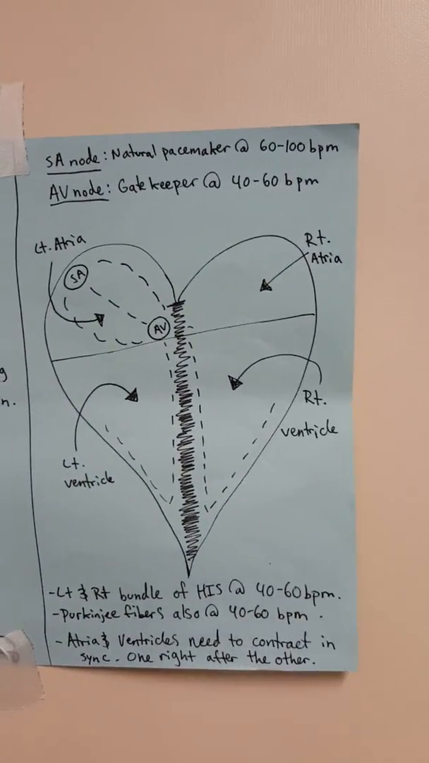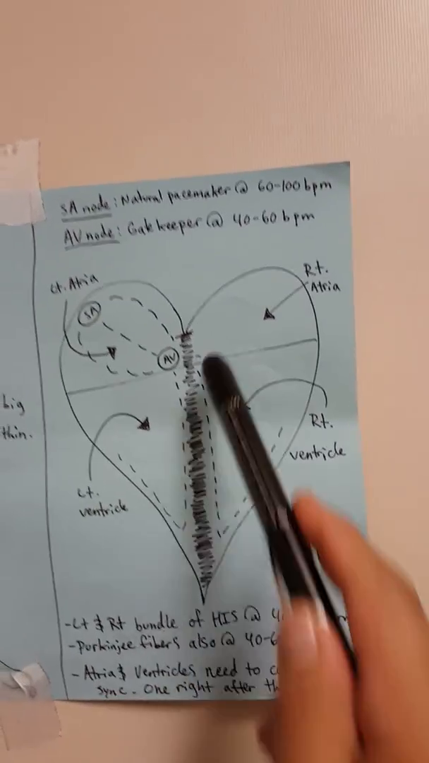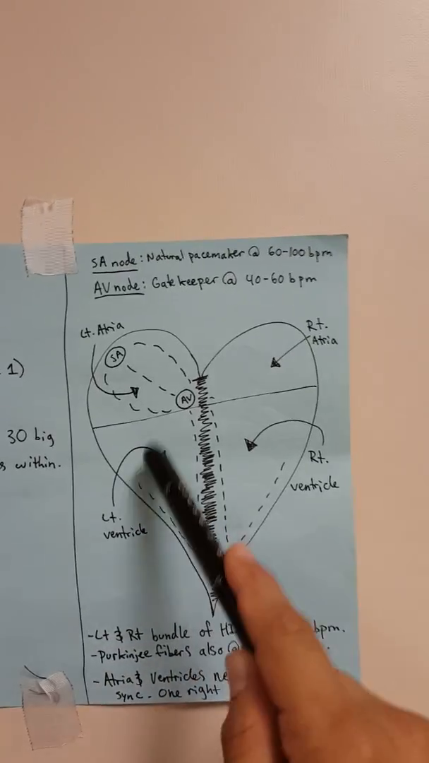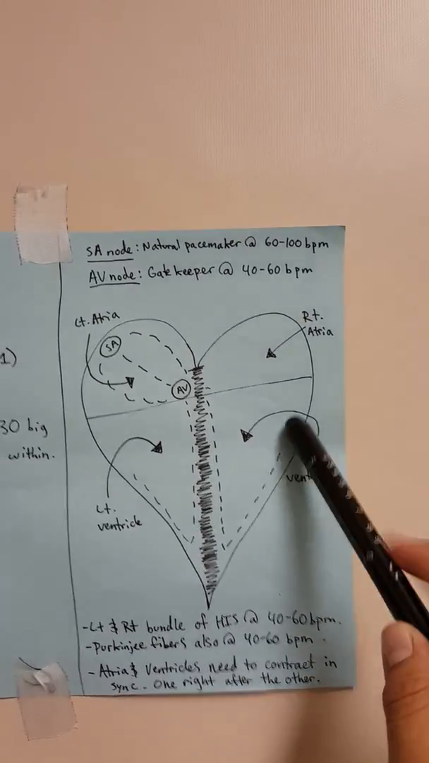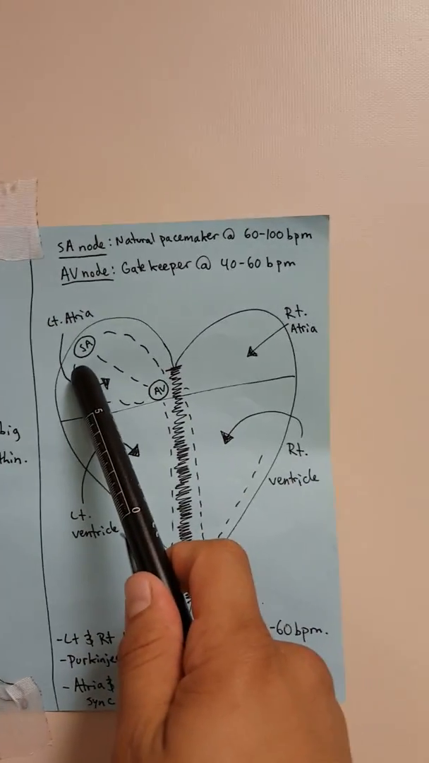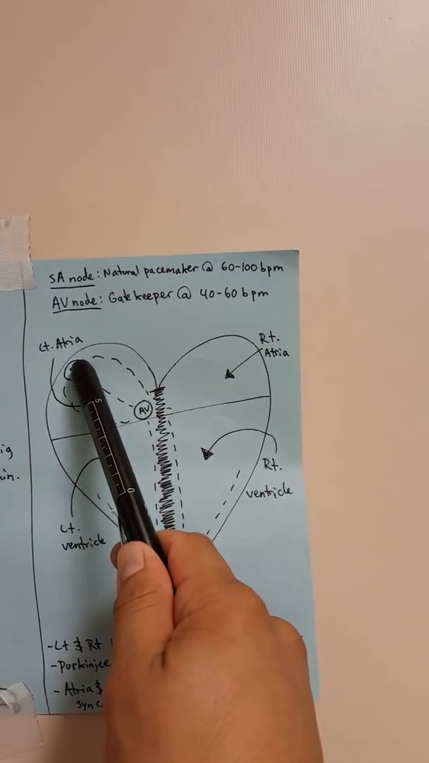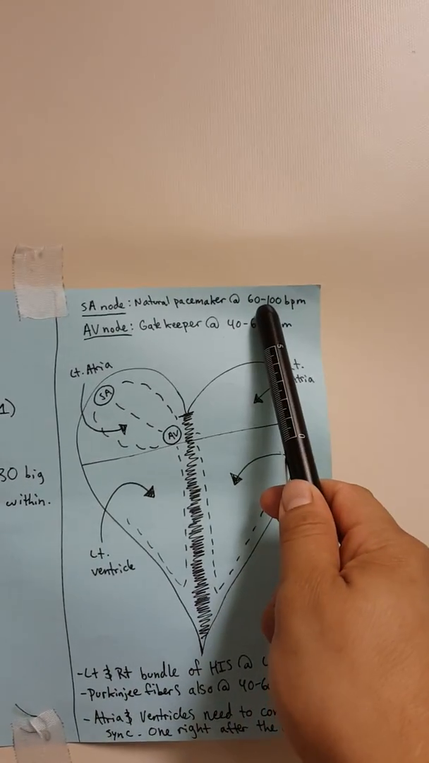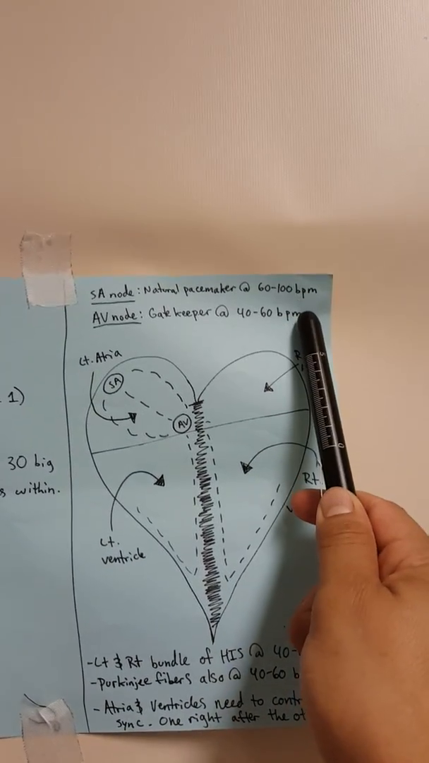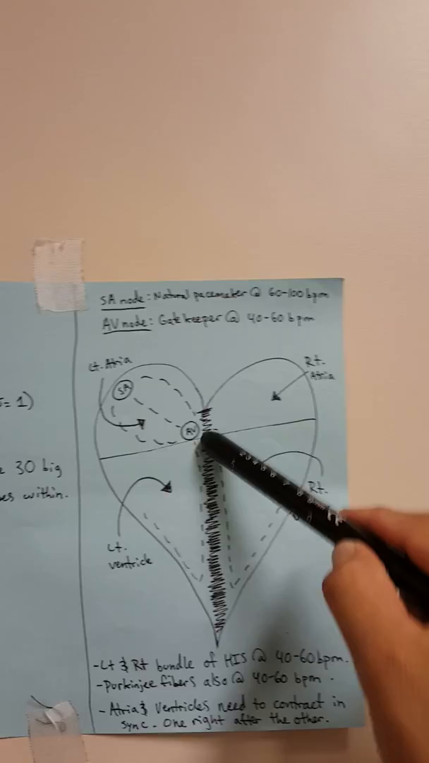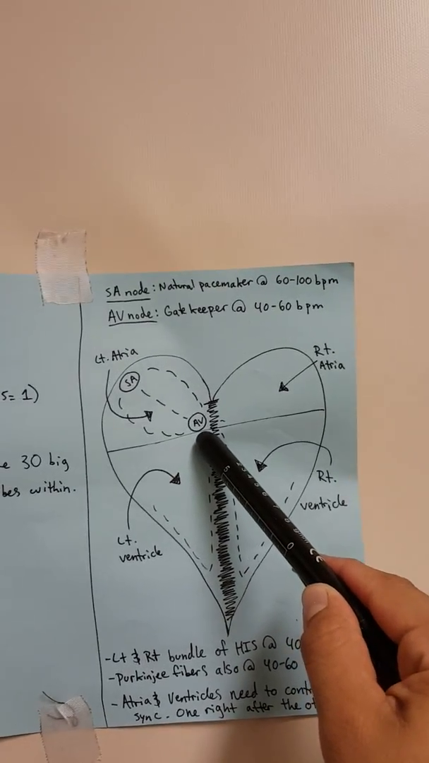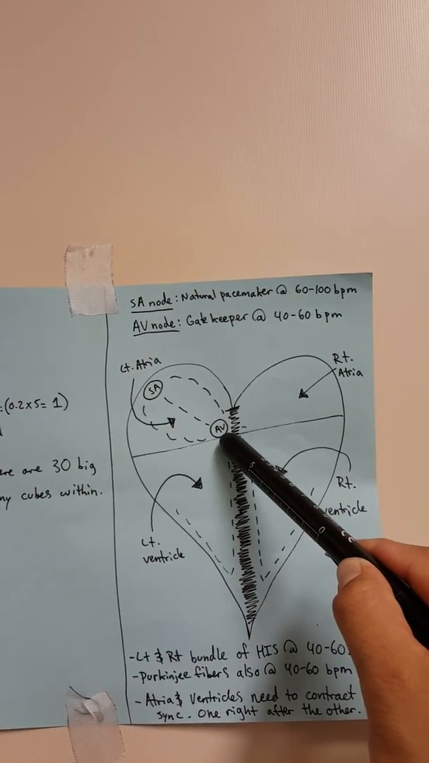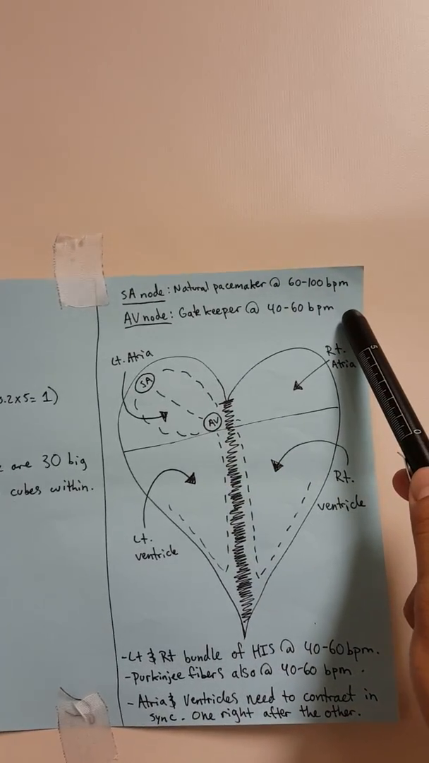Here we're going to talk about the electrical activity of the heart. This is the heart. I drew the atria kind of small, the ventricles big, because that's how they are anatomically. The SA node is here, sorry. It's the natural pacemaker of the heart, and it can make the heart beat 60 through 100 beats per minute. The SA node then branches off to the AV node, which is the gatekeeper of the heart, and the AV node can have the heart pump at 60 to 40 beats per minute.